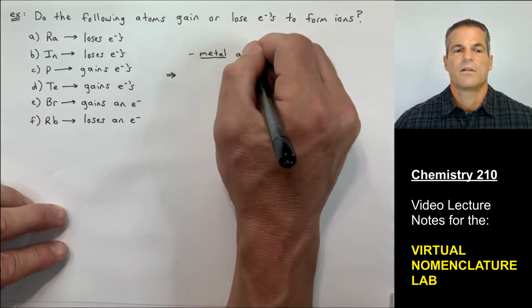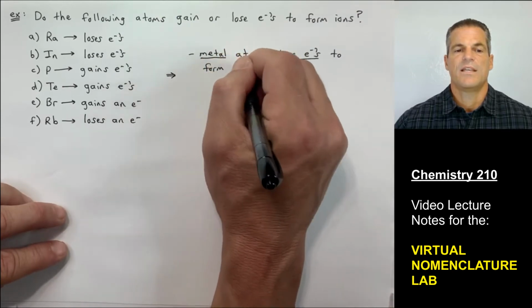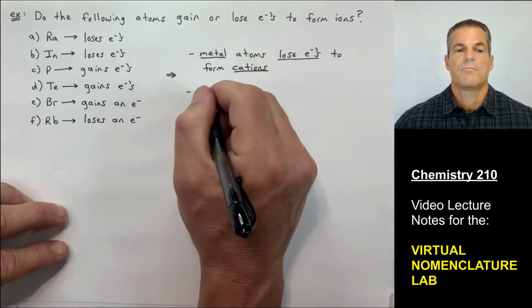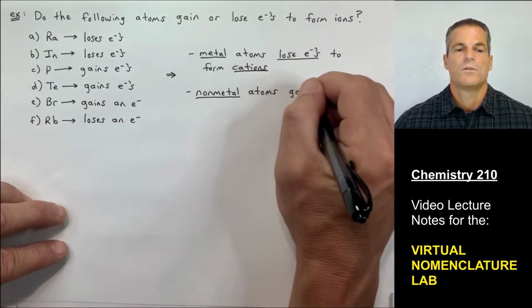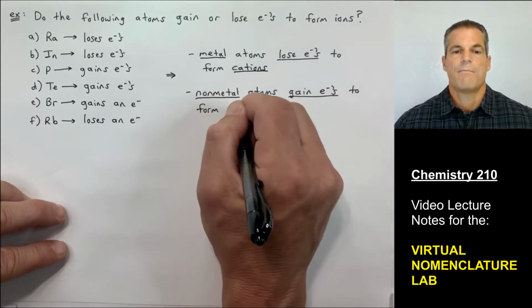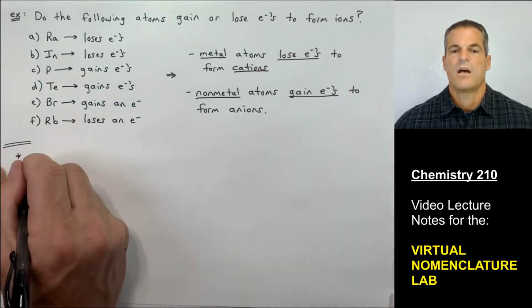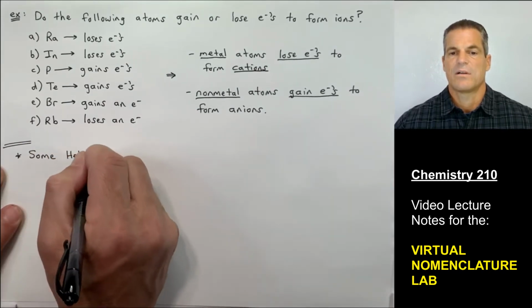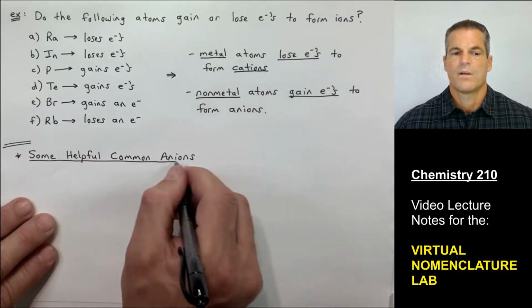Ra loses electrons, In loses electrons, P gains electrons, Te gains electrons, Br gains an electron, and Rb, rubidium, loses an electron. So what we're seeing here in A through F is that metal atoms lose electrons to form cations. Non-metal atoms gain electrons to form anions. All right?